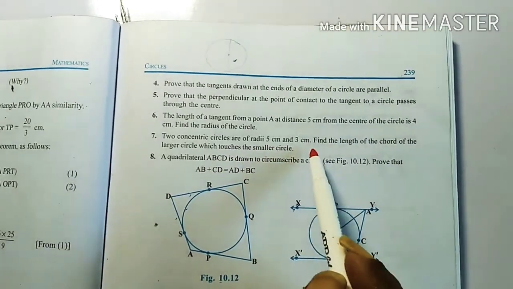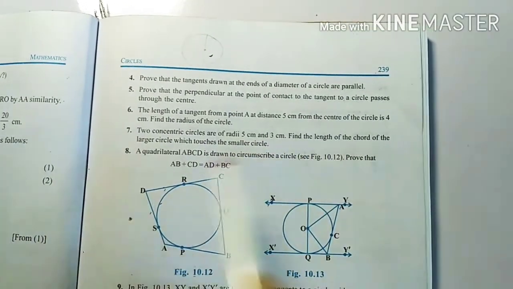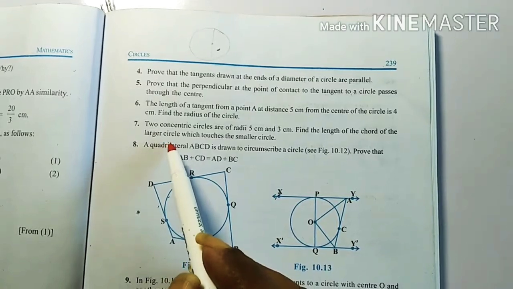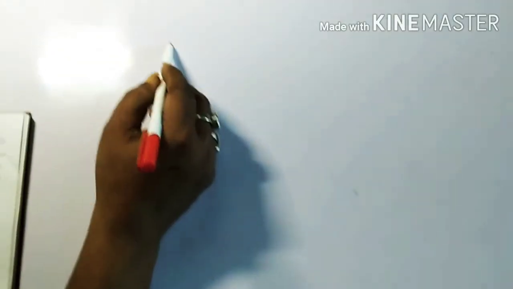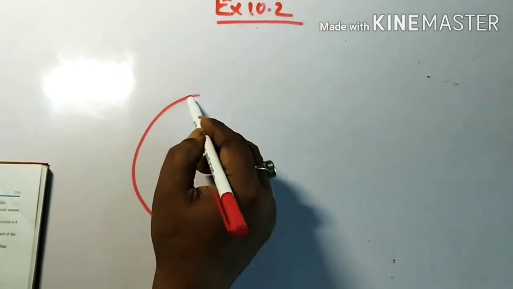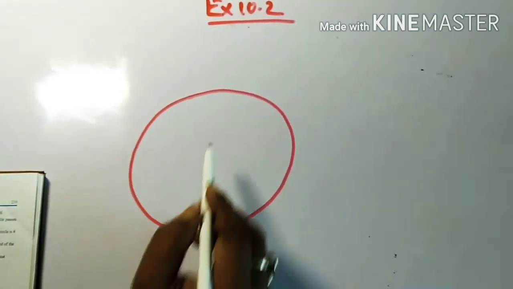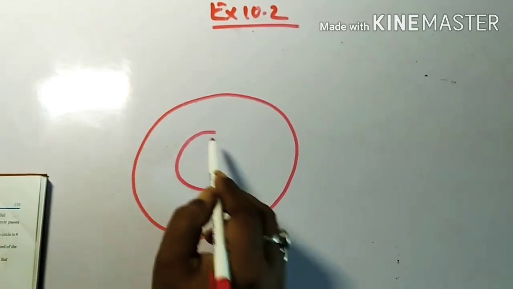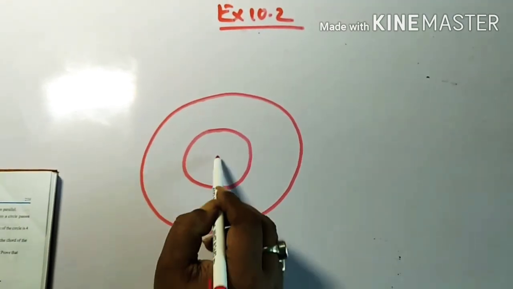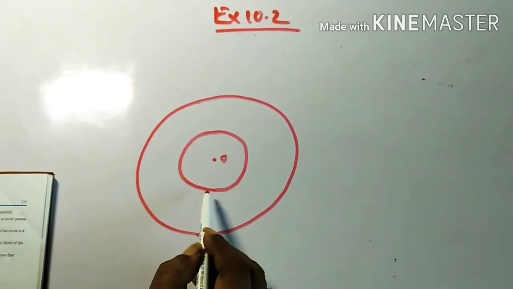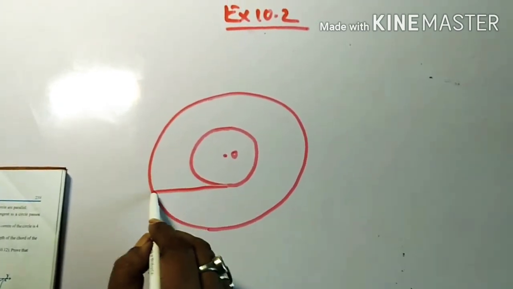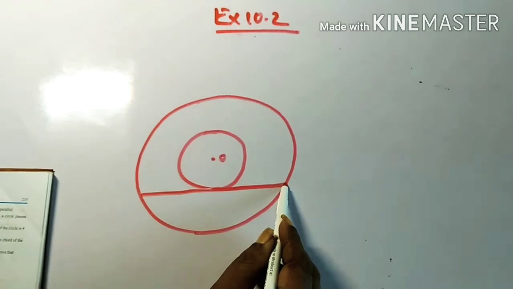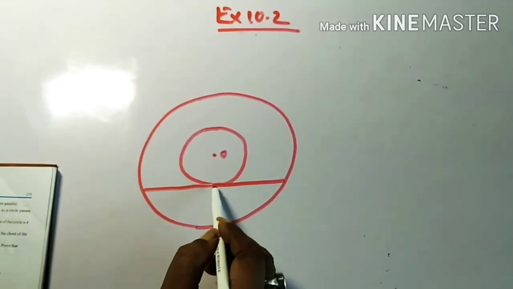Next question. Two concentric circles are of radius 5 centimeter and 3 centimeter. Find the length of the chord of the larger circle which touches the smaller circle. Concentric circles. This is the chord of the larger circle which touches the smaller circle.